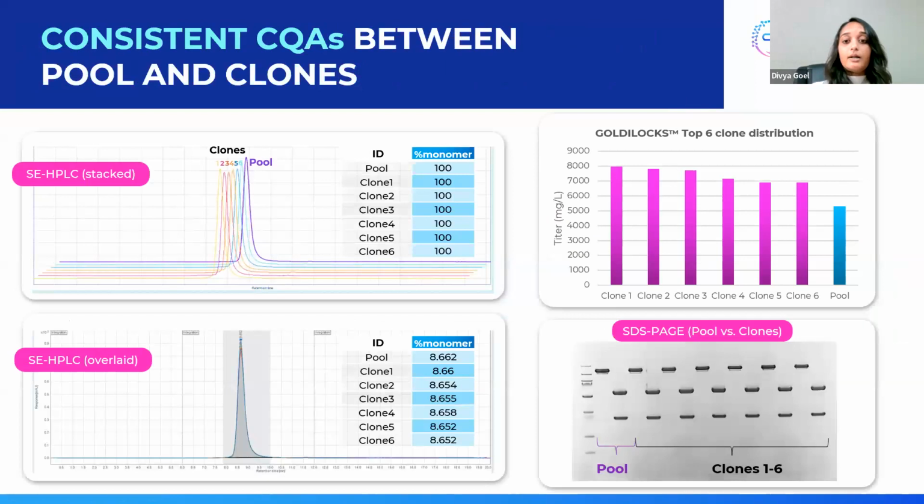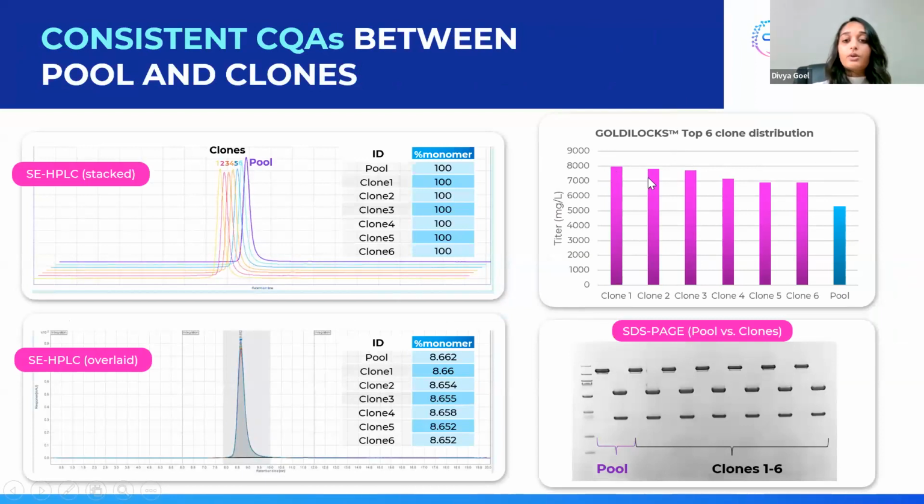And furthermore, the CQAs between the pool and the clones are incredibly consistent. So here's another data set of a subcloning that we performed with a pool that was about 5.2 grams per liter. And from there, we derived clones of about 7 to 8 grams per liter from top 6 clones.